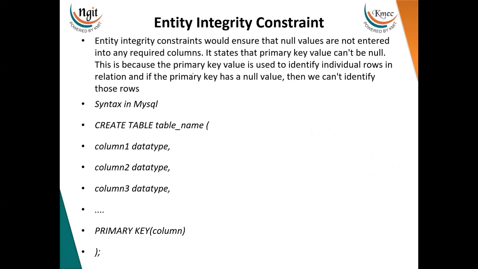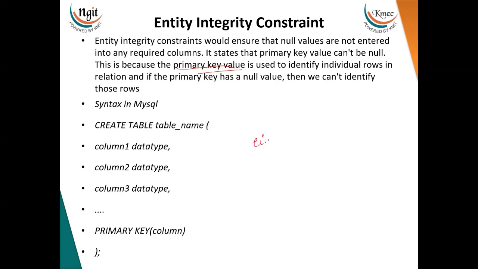Now let us move on to entity integrity constraint. So here, entity integrity constraint is nothing but the primary key. A primary key is a key attribute which can be given to any of the columns such that the column must be able to uniquely identify the record of a particular employee or any entity.